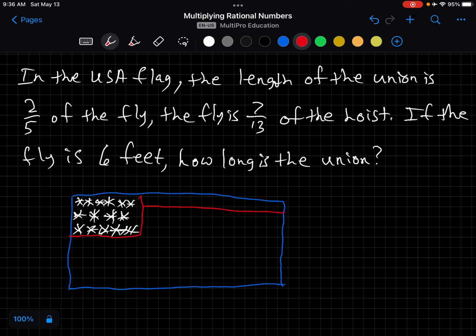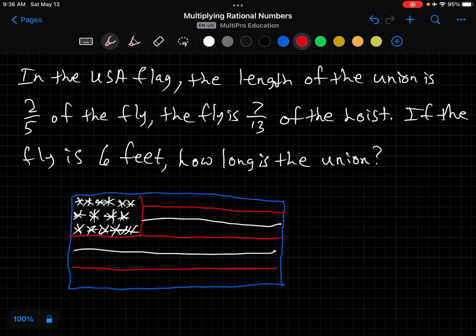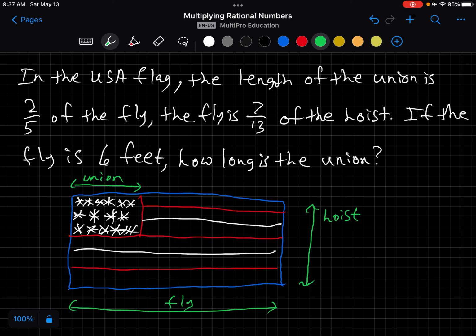And then you have all these stripes. And there should be 13 stripes, which I'm not going to draw. And, oh, it's nice. It's all red, white, and blue here. But let's label what part is the Union. So this part is the Union. That's interesting, right? And then this part is the fly. And this part is the hoist.